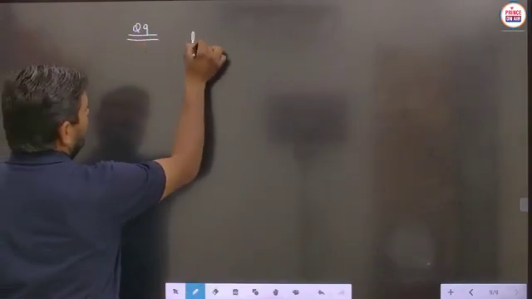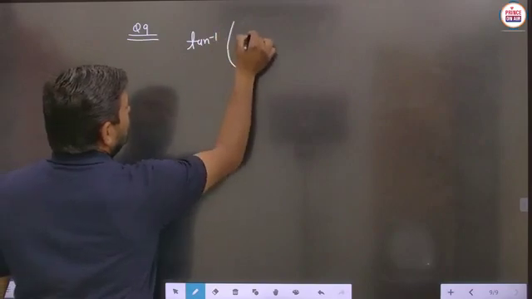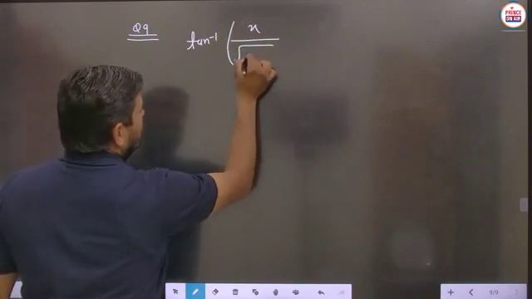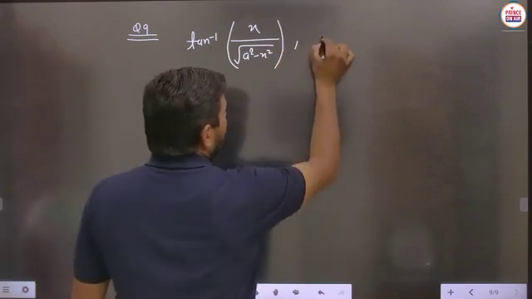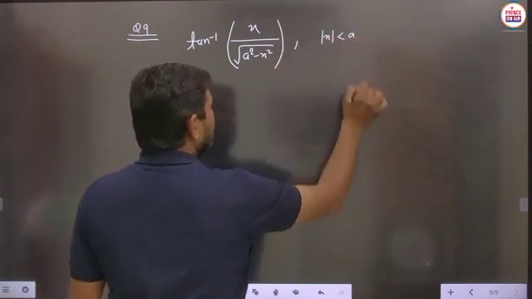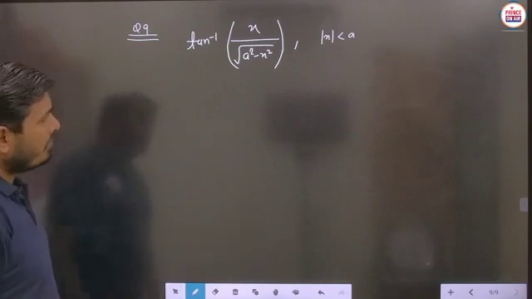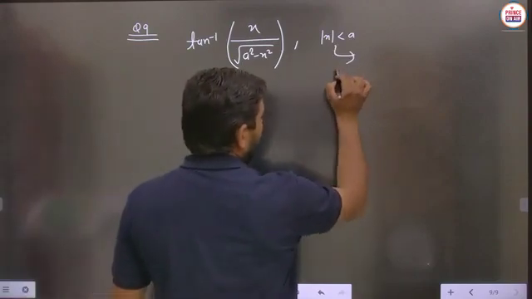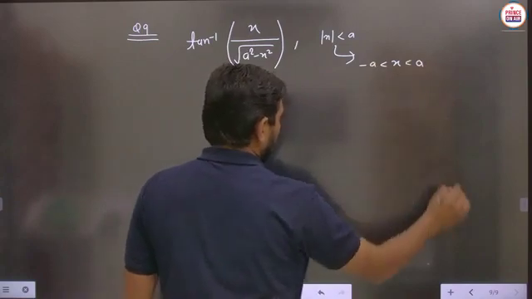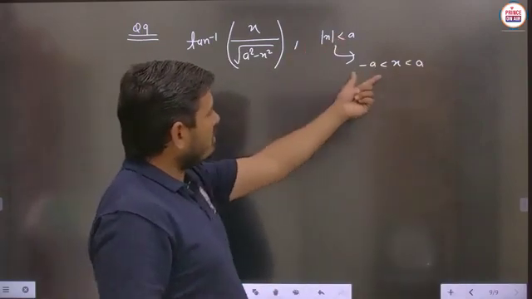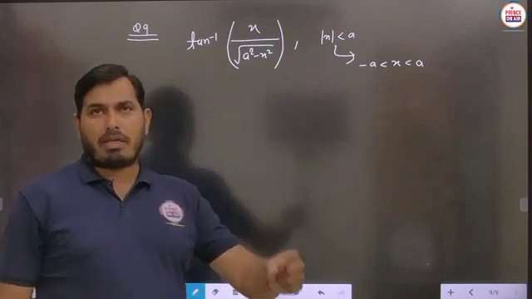Question number 9 is to be written like this: tan inverse x upon under the square root a square minus x square, and here modulus x is given as less than a. Is it clear? As per this condition you can say that this x is greater than minus a and less than a. So you can elaborate this condition in this way, minus a to a.